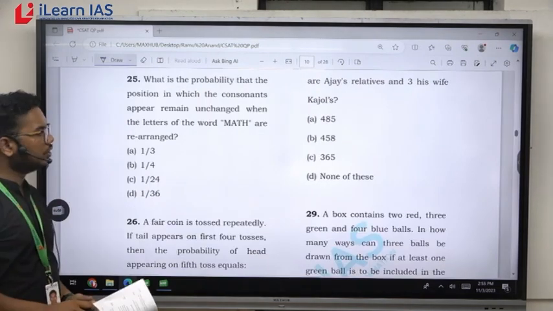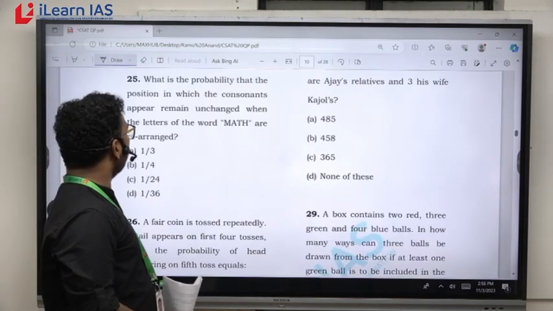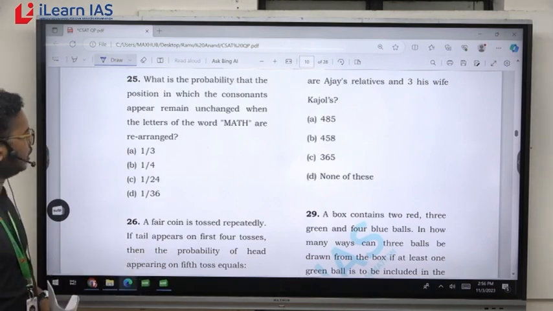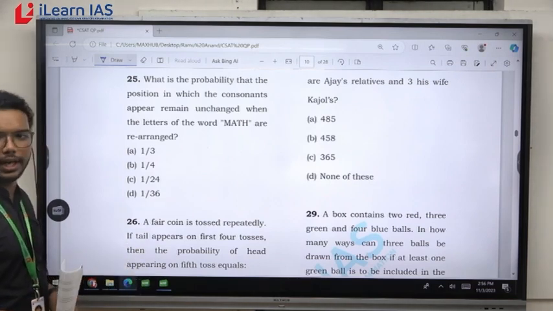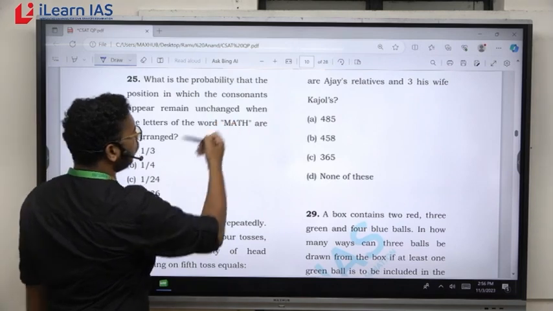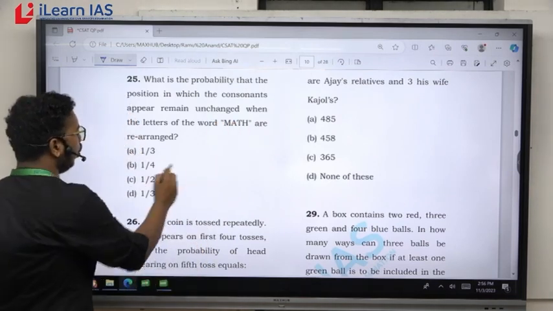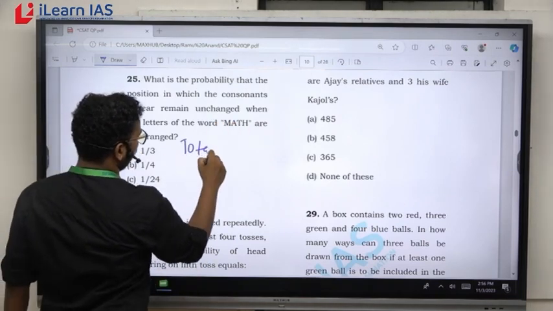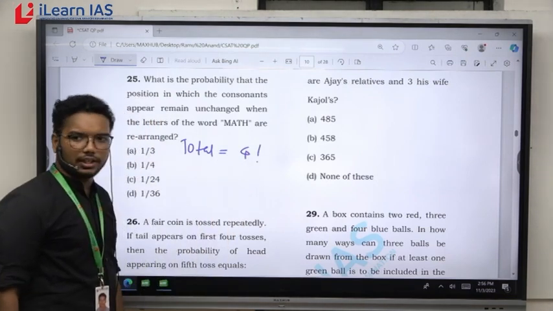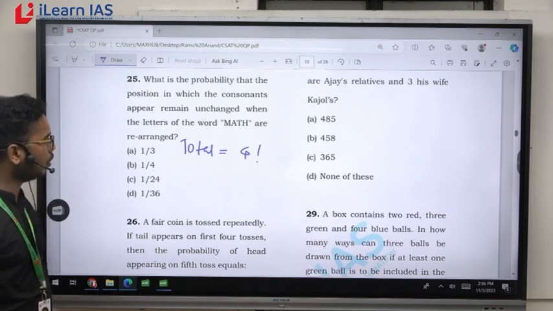Yes. So, question number 25. What is the probability that the position in which the consonants remain unchanged when the letters of the word MATH are rearranged? Okay. We have four letters. Total rearrangements are 4 factorial.